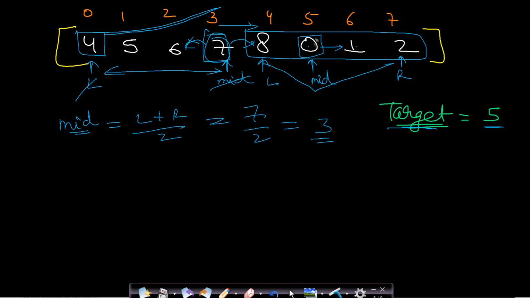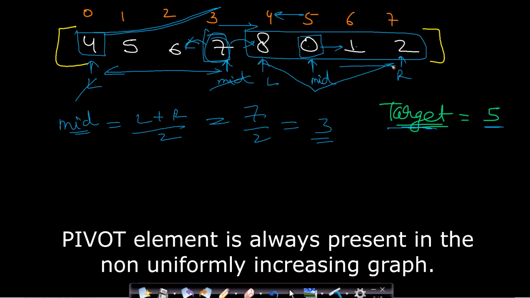If you compare the mid value with the left value, then in this case you can see that the mid value is lower than the left value. So this is not uniformly increasing. In fact, our pivot element is present in the left half only. Therefore, we will leave this half and we will search in the left half.